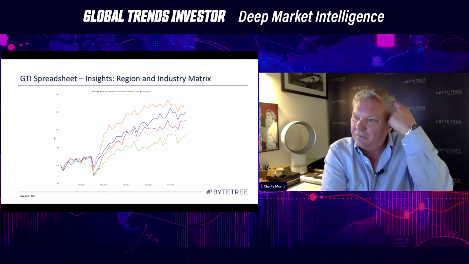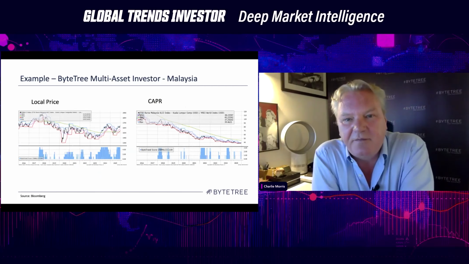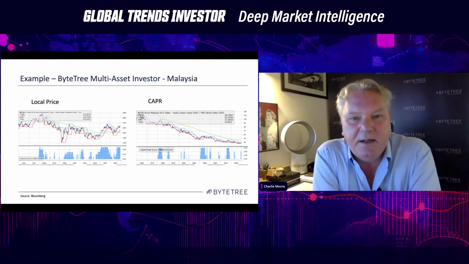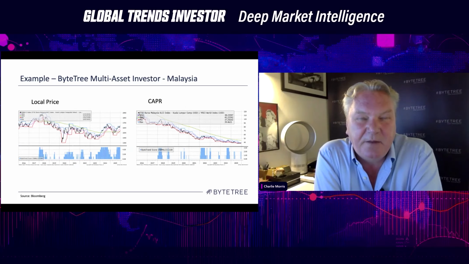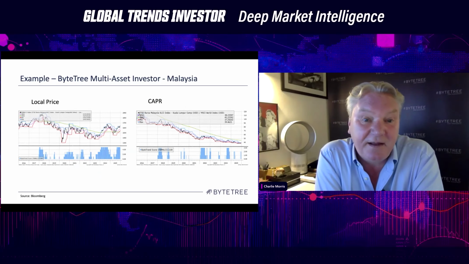Now, just moving on to three practical examples of how we've applied this here at ByteTree. My ByteTree multi-asset investor, which is now soon to be 10 years old. One of the stocks we picked up was a Malaysian ETF. Why?